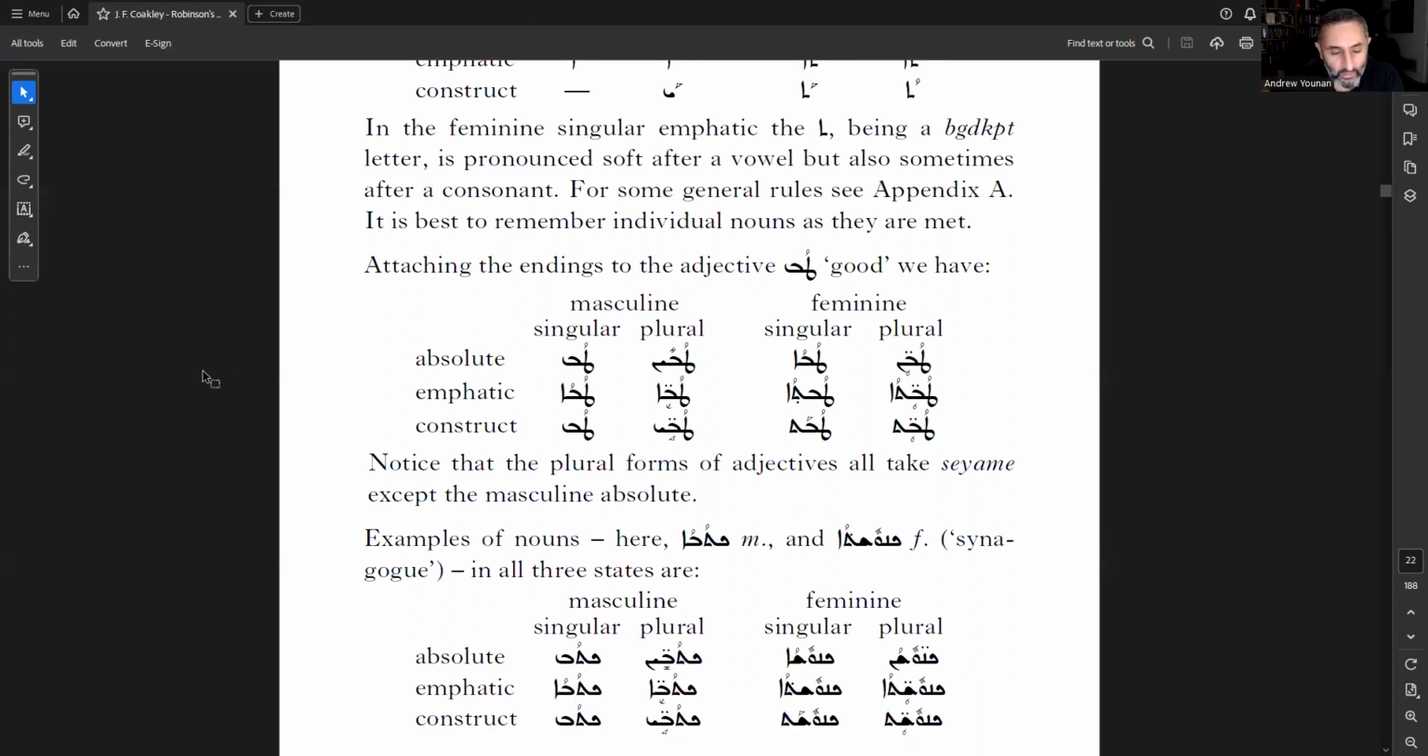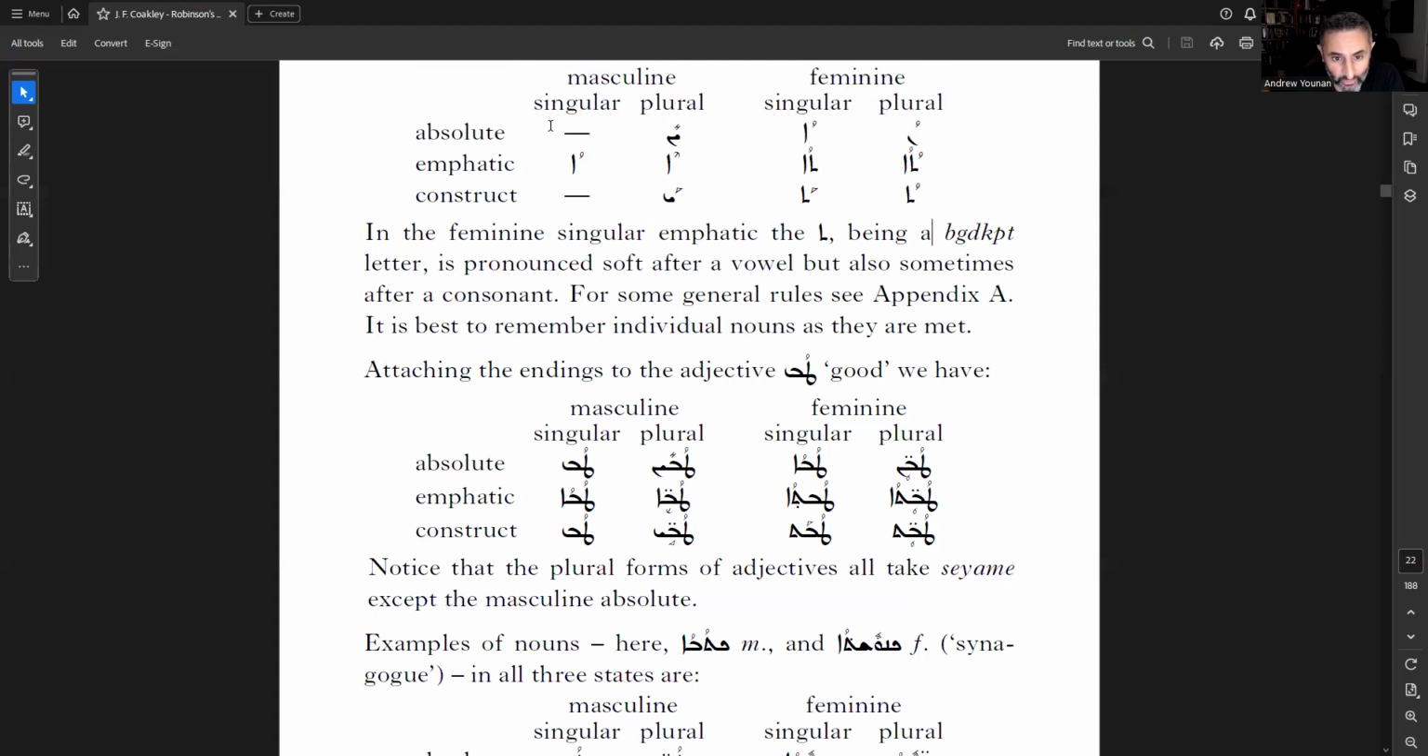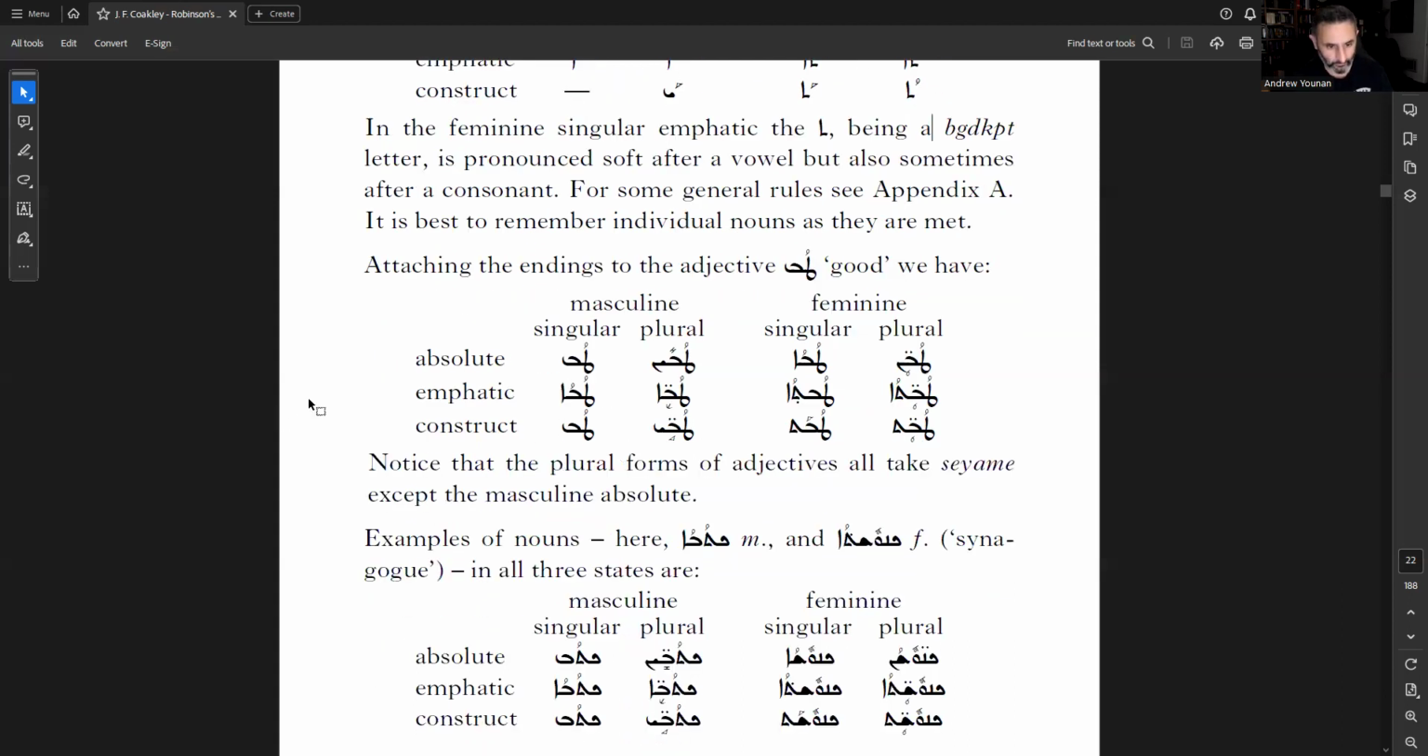So now finally the author gives us some examples. I kind of wish he did that first instead of giving the endings. So, the absolute state of the adjective tau. If you want to affirm that it is good, tau. So tau el modayu el maria. It is good to give thanks to the Lord. Okay, tau. If you want to say the good Lord, mara tawa.